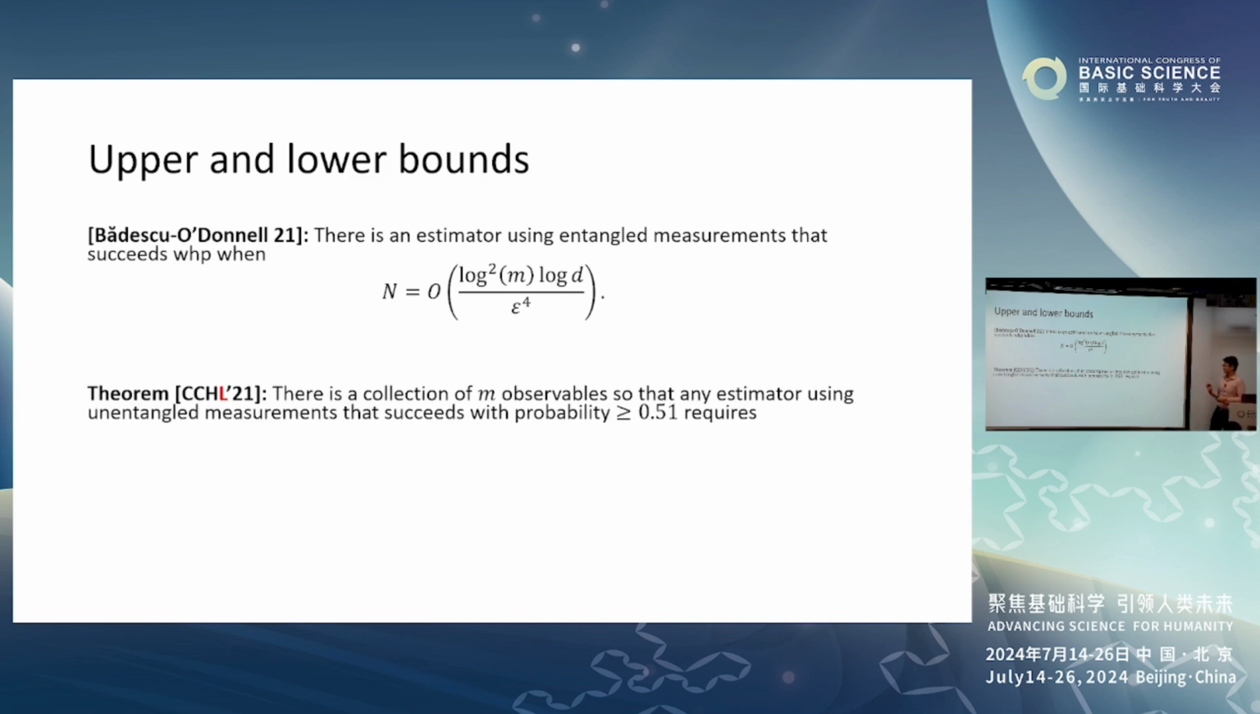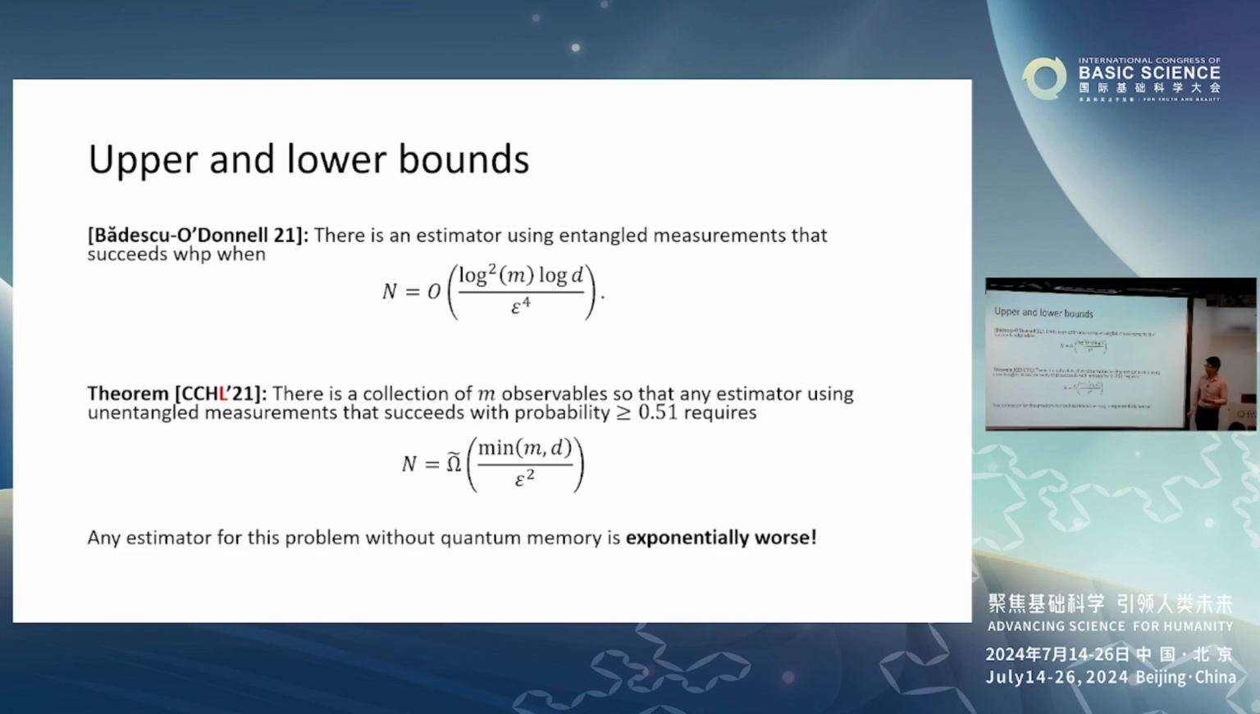So our result is a lower bound. Our result says that if you don't use entangled measurements, so crucially the previous result uses entanglement, what we show is that if you do not use entanglement, your rate has to be the following. In particular, the key point is that now your rate is polynomial, linear in M and D, as opposed to polylogarithmic. So in other words, any estimator for this problem that doesn't use entanglement, that doesn't have quantum memory, is provably exponentially worse statistically. So this theorem is what I'd like to more or less prove in the rest of the talk.